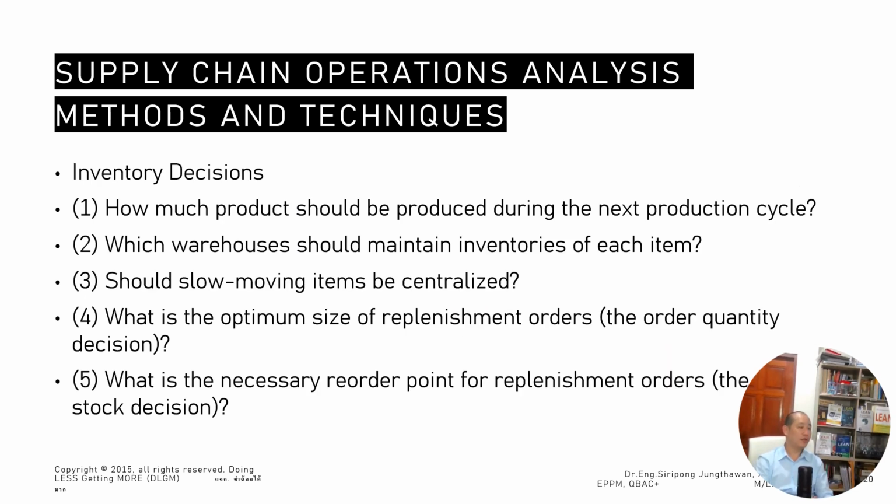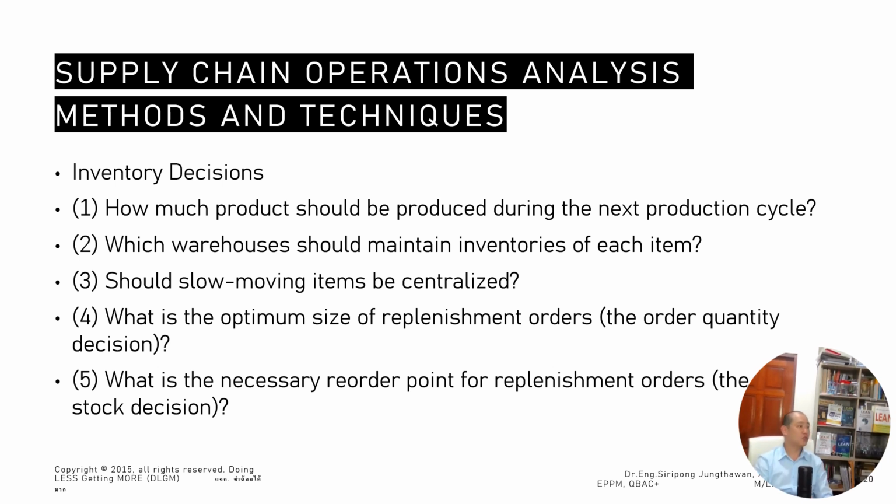And the inventory decision, you have to know this question. We have 5 questions to help you. First of all, how many products should be produced, or you have to buy product from your supplier, or you have to produce your finished goods by yourself. That is the next production cycle, or now your product is in the life cycle: the introduction, the maturity, or the decline. So you have to know this.